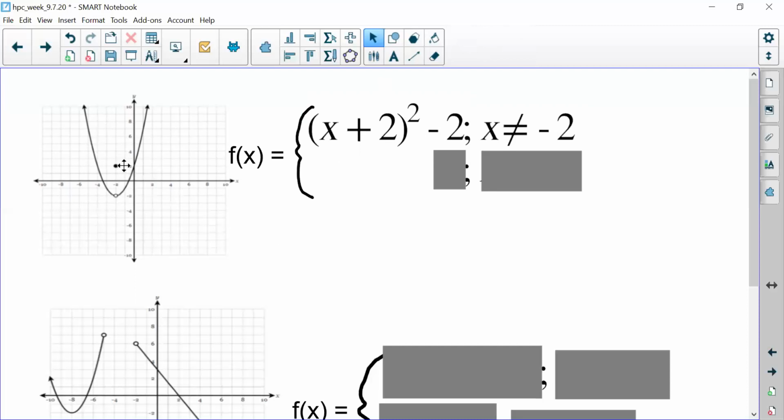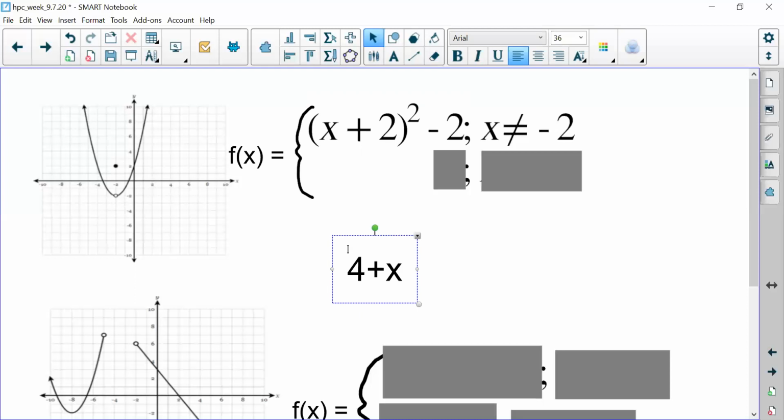This y value is positive 2, and it occurs when x is negative 2. So if you wanted to be kind of tricky, you could say 4 plus x would be a correct answer. Why? Because I could have this little piece be 4 plus x. Now this is a line with a slope of 1 and a y-intercept of 4. But this would work because when x is negative 2, you have 4 plus negative 2, which results in what? It results in 2. And that's all I need. I just need it to result in 2.